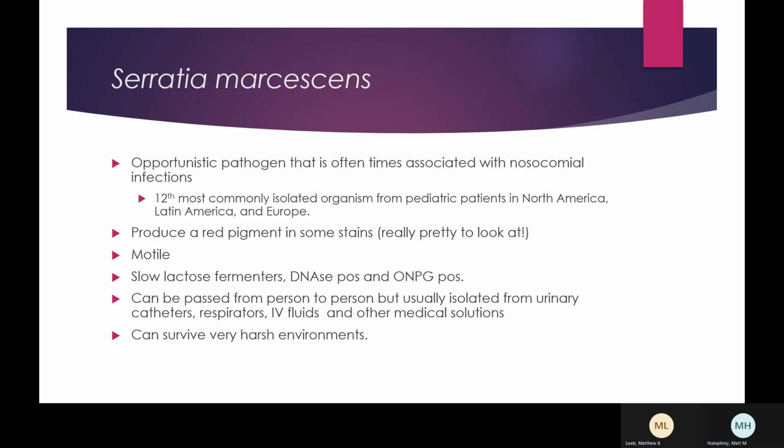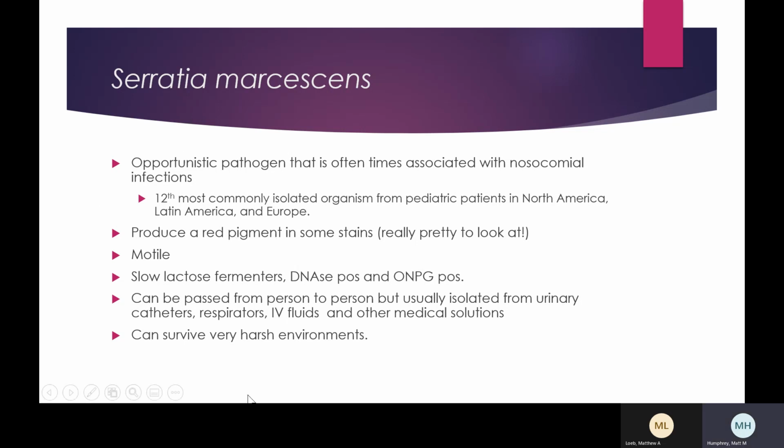So, the production of the red pigment, it's motile. It's a slow lactose fermenter, so usually on the first day it's not going to be that pink color, but the second day it will be. It's DNase positive and ONPG positive as well. The other thing I will add that's not on this slide is that it is gelatinase positive as well. So when we do a gelatinase test, hopefully I've got a Serratia in there and I'll show you guys what a gelatinase positive looks like.